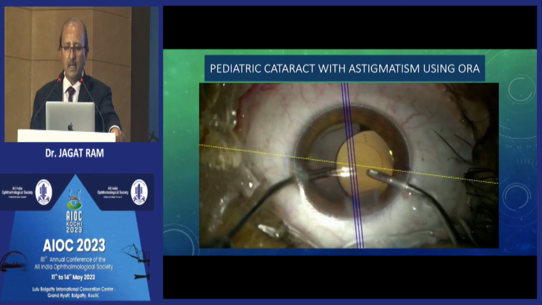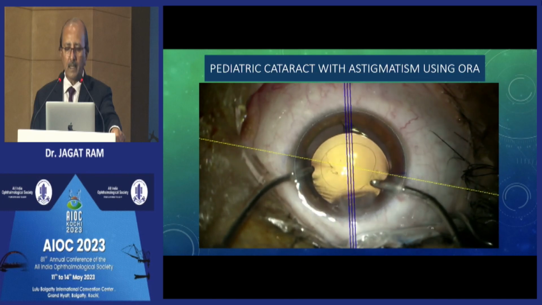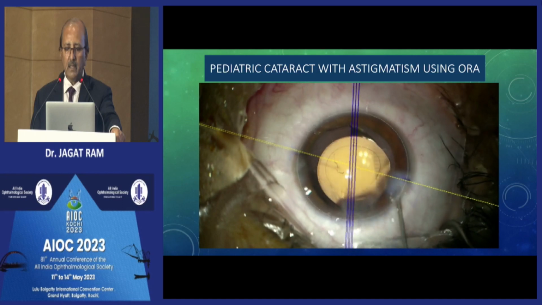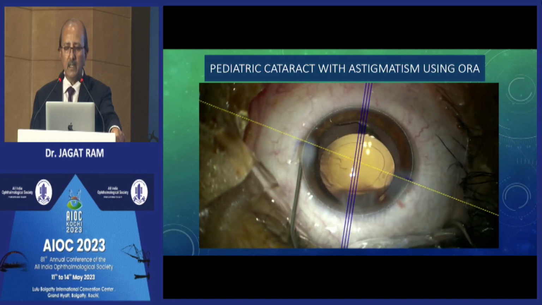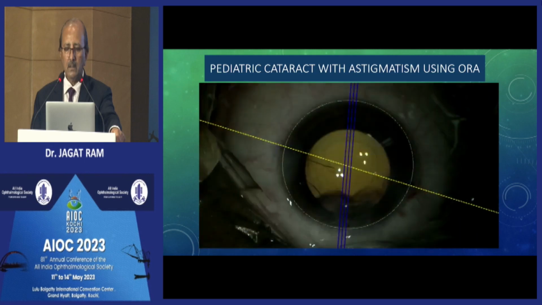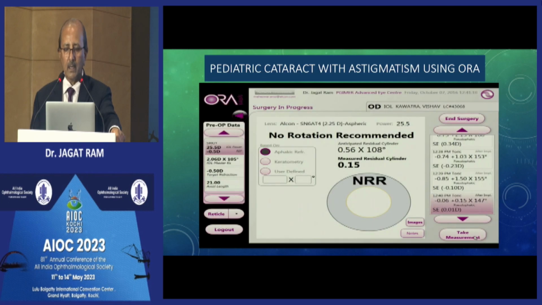Here we are using Callisto, as Callisto is also found to be accurate, and then we see whether any rotation of the IOL is required or not. It says NRR, meaning no further rotation required.